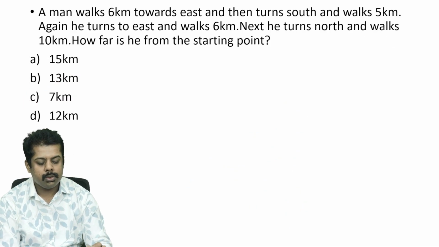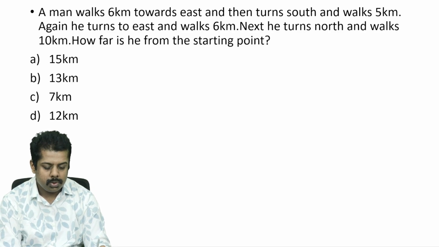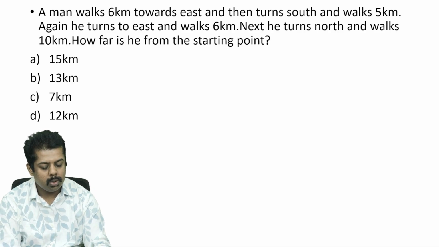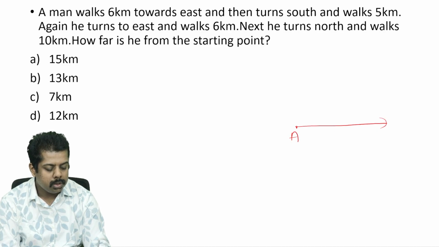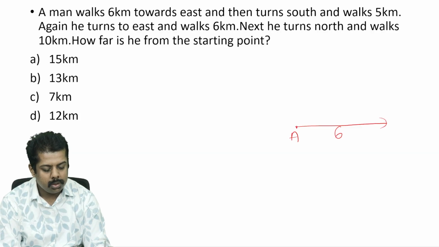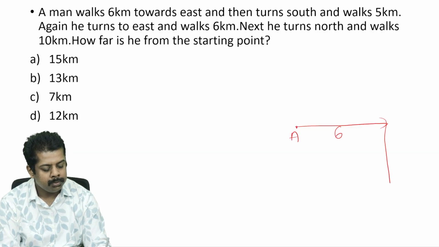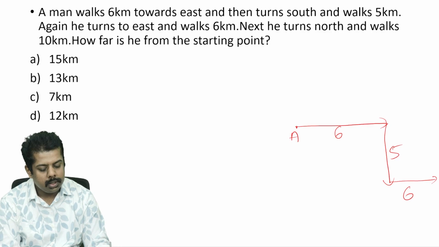Now moving on to the next question here. So first we can draw the diagram. Man is going 6 kilometer east. Just marking his starting point. Going 6 kilometer east. Okay, then he goes south. He goes 5 kilometer. Okay, then he moves east. East he goes 6 and then he goes north 10.